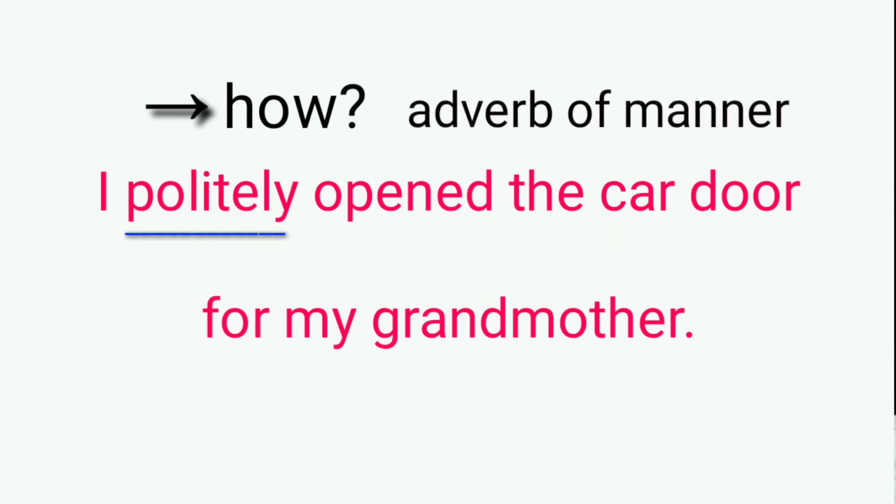How means adverb of manner. Let's see one example here. I politely opened the car door for my grandmother. Here the adverb is politely, means how the action is done. Politely means adverb of manner.